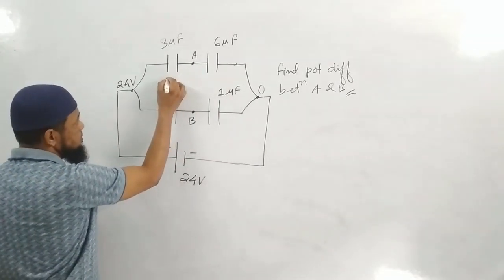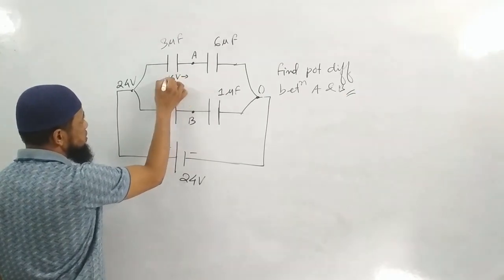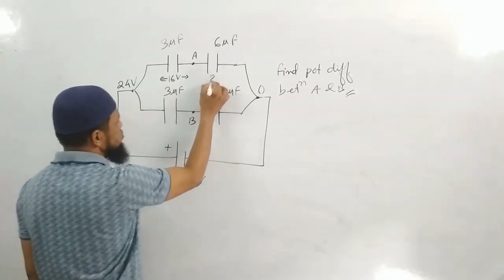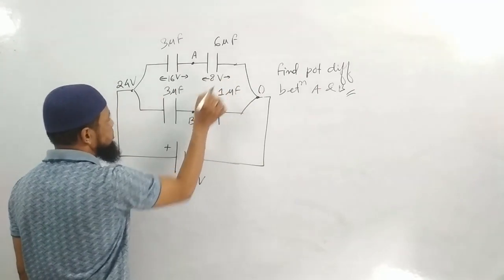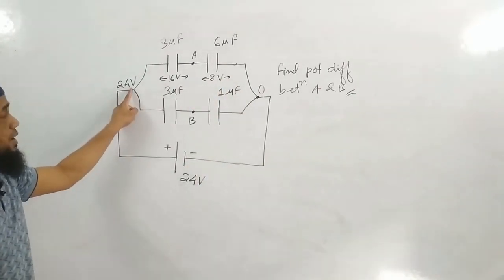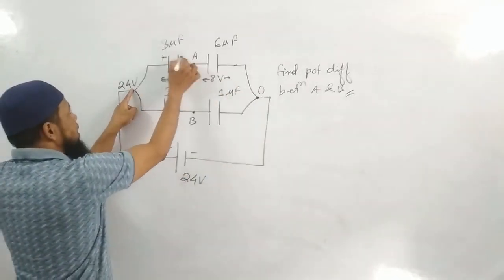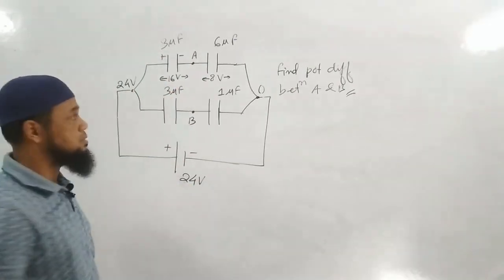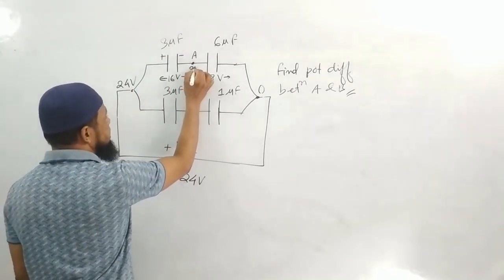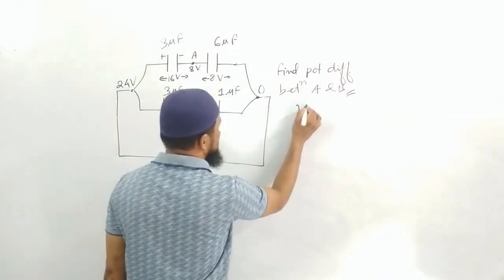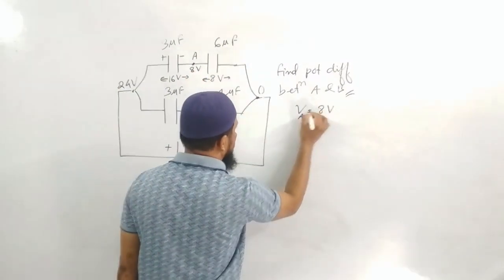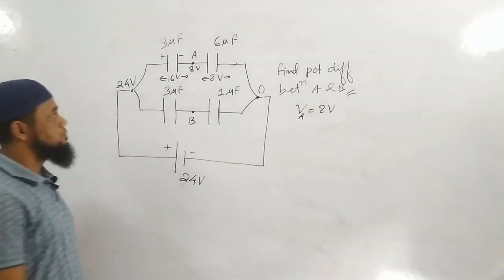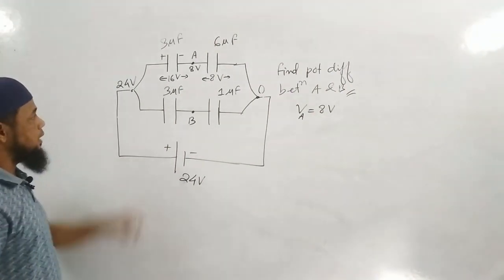So 8, 8 means 16 volt is the drop across this one. And what is the drop here? 8 volt. So what was the potential here? 24. How much has dropped? 16. When 24 drops by 16, how much will remain? 8 volt. So potential at A is how much? 8 volt. Clear?